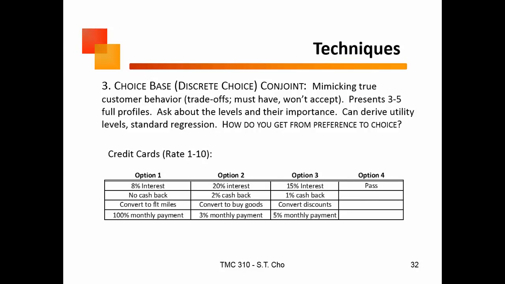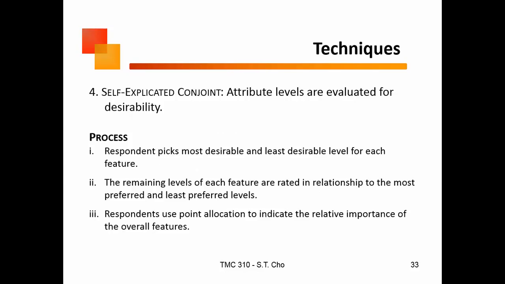Choice-based conjoint, if you remember: how do I get from a preference to a choice? What surveys are typically asking you is what your preference is. And so preference to choice is a probability. Or you could ask them about products that actually exist and tell them which of these products they like the most. So here we have an example of credit cards. These are actually products that they offer. And so by picking one, you're making a choice. You're not stating a preference.